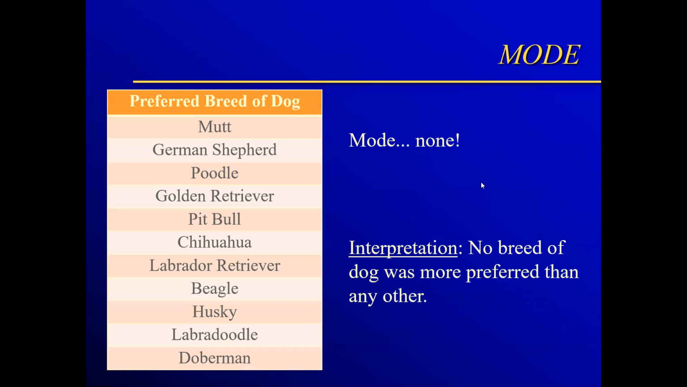You can also have no modes. So maybe none of the categories are the most. Perfectly fine. You would just say no breed of dog, or whatever you're studying, was more preferred than any other. So you can have no mode, you can have more than one mode, or you can have one mode. Pretty self-explanatory.